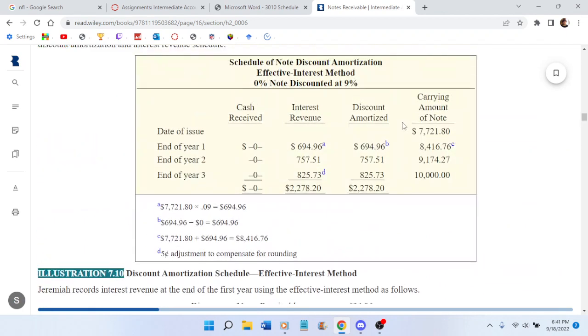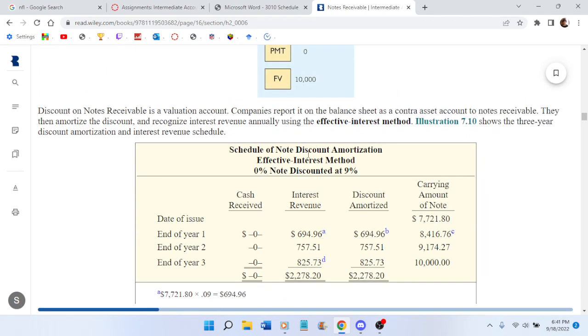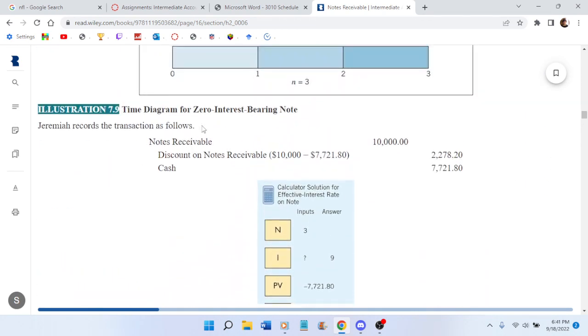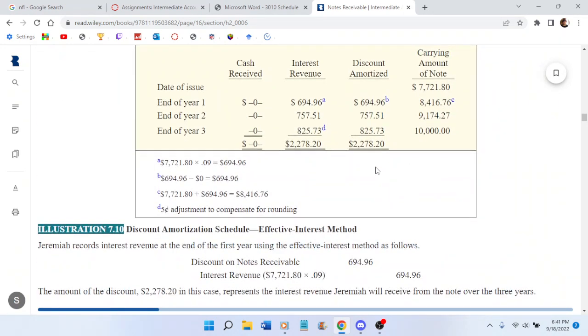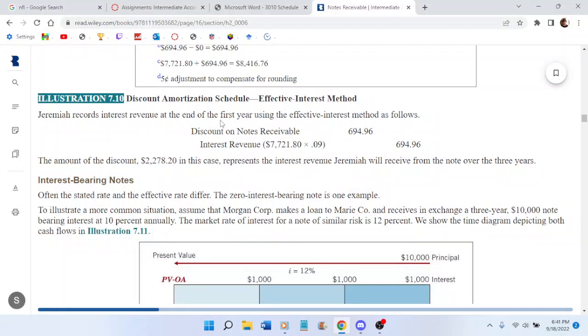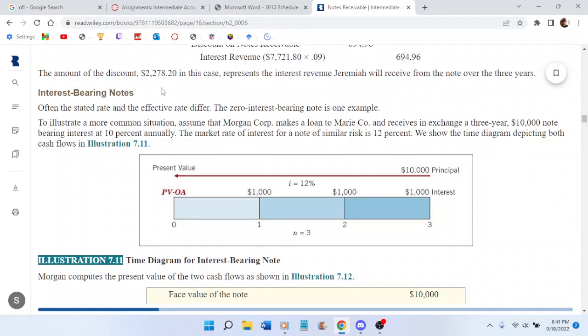Wait, I think I understand this now. The carrying amount of the note. It's $10,000. That $10,000 includes the interest because this is a zero interest bearing note. That amount of money includes the interest. Okay. Interest rate. Okay.